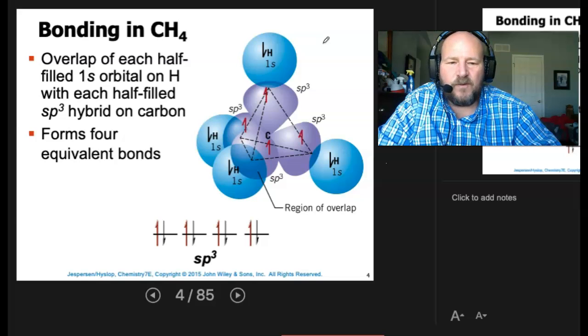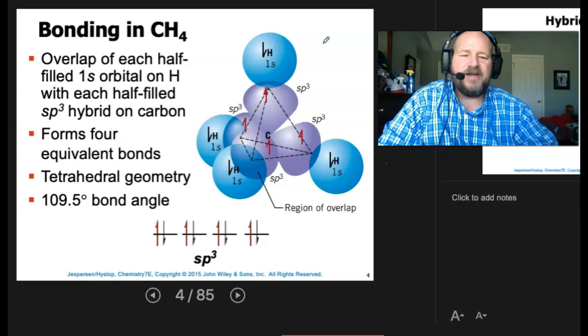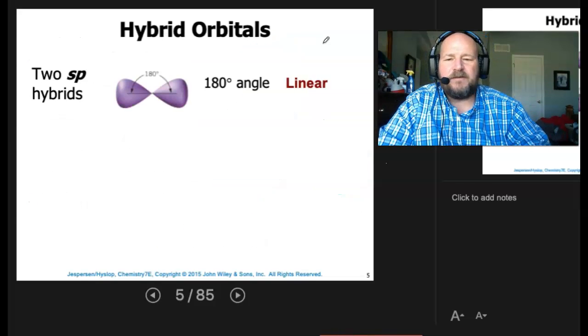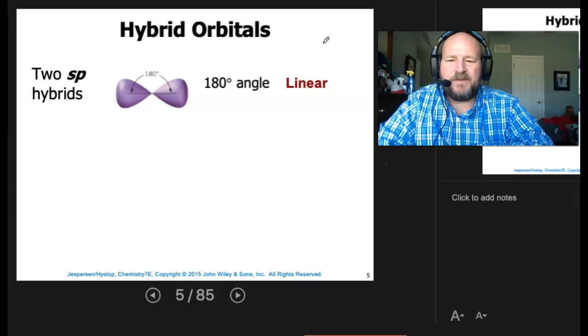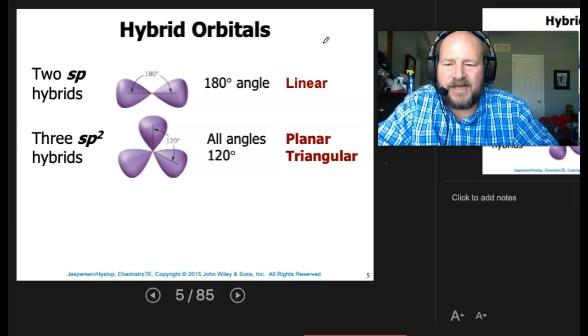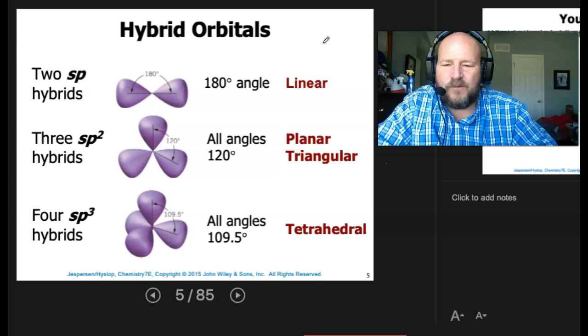So we're going to form 4 equivalent bonds, and it's going to end up with a tetrahedral geometry, giving us that 109.5. So hybrid orbitals then, we have 2 sp hybrids, 180-degree angle, 3 sp2, that's going to give us our 120, and then 4 sp3s gives us our tetrahedral.